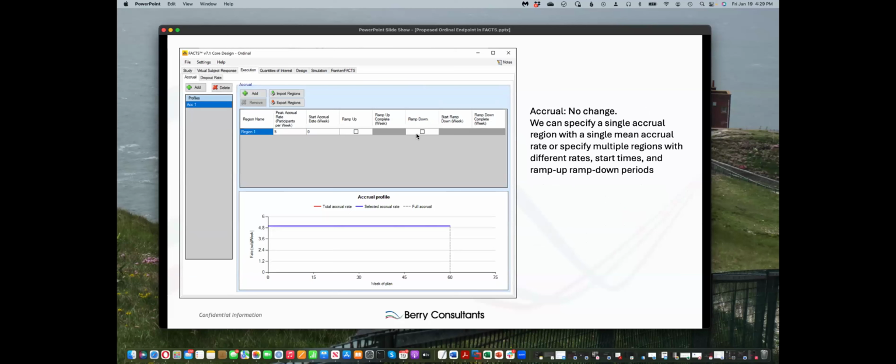Accrual is specified exactly as we do in the rest of FACS Core, where there's a simple case where you specify a single region for recruitment and a single mean accrual, and that gives you the mean accrual that's simulated over the trial. Or you can add additional regions, give them different start times, give them perhaps ramp ups and ramp downs, and through careful selection of those, you can create any sort of accrual profile over time that you want to match whatever you expect to be seeing in your trial.